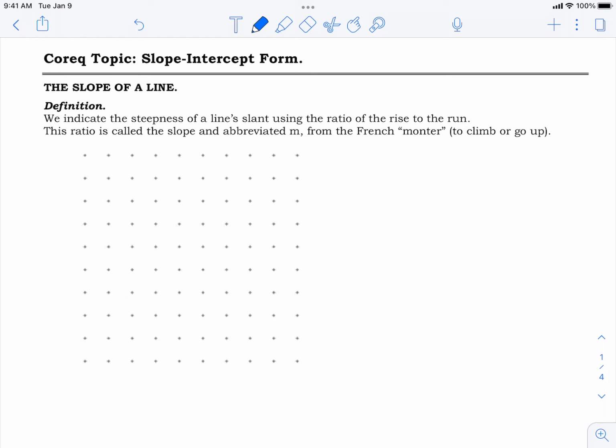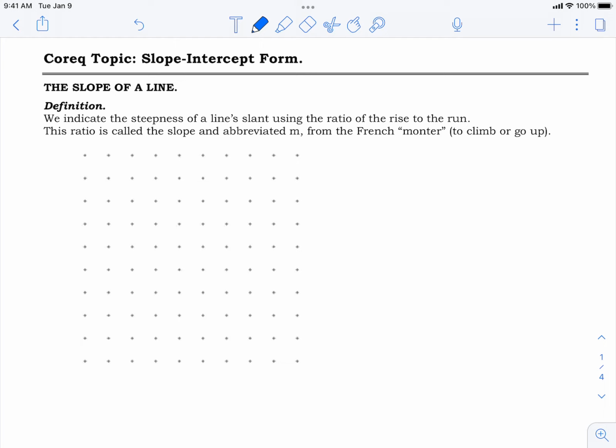Here's a definition. We can indicate how steep a line's slant is using a ratio, the ratio of rise to run. This ratio is abbreviated with an M, so M stands for slope. Sometimes I try to say mope, but it's not usually that funny. But M comes from the French word monter, which is to climb or to go up, and so we're measuring the steepness, and we're calling it M. So again, it involves making a ratio, which means a fraction, which means something on the top, something on the bottom. Rise over run.